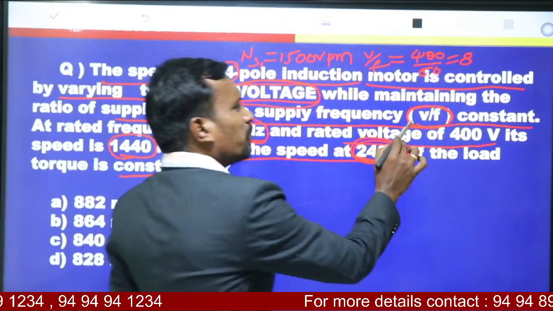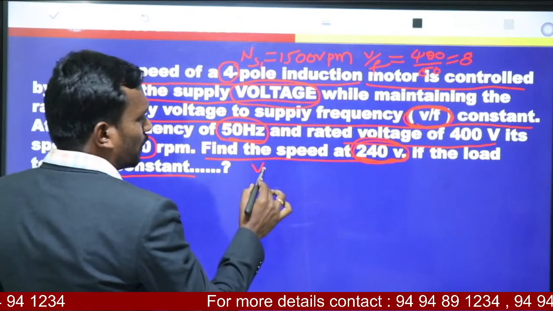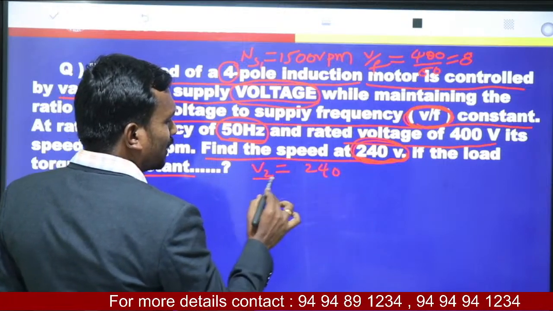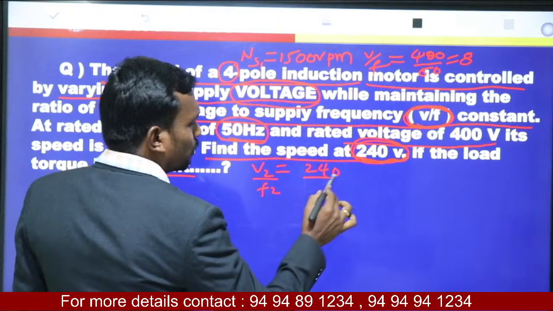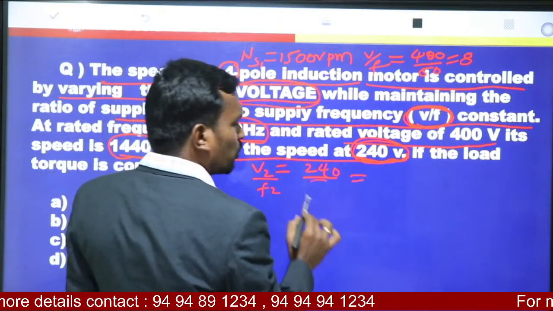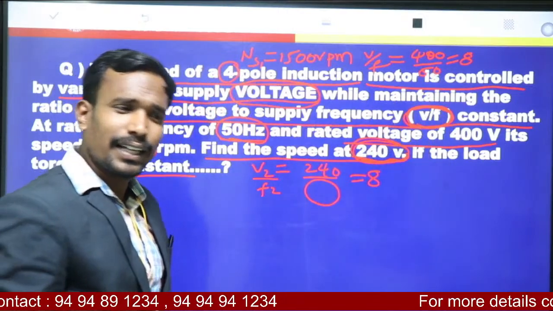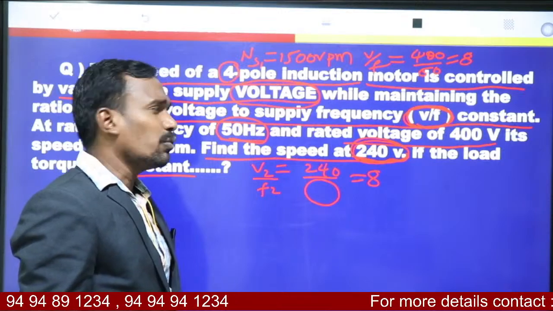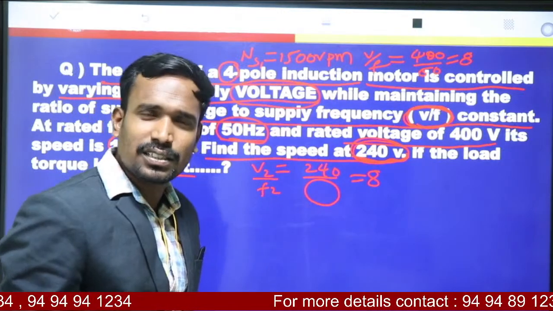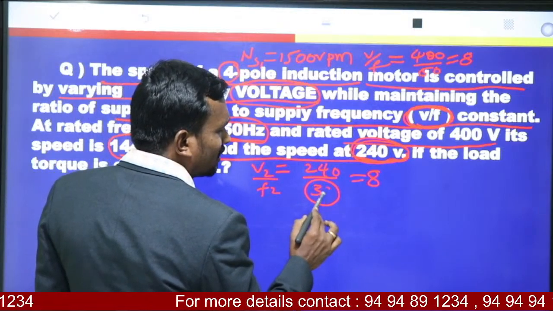Now we have to maintain V by F constant again. But the given V2 is equal to 240 volts. Then what is F2? At what value of F2 can we get the same V by F ratio? Give me the answer. Yes, at the value of 30 hertz.